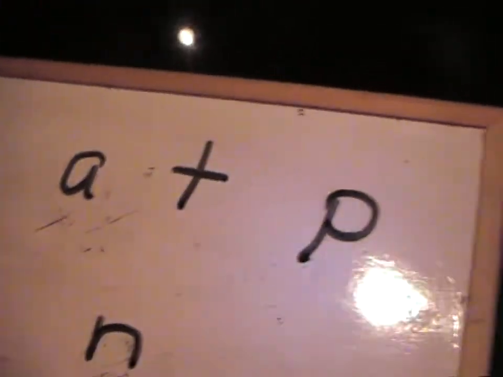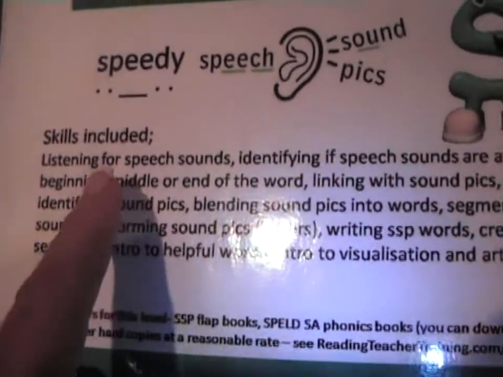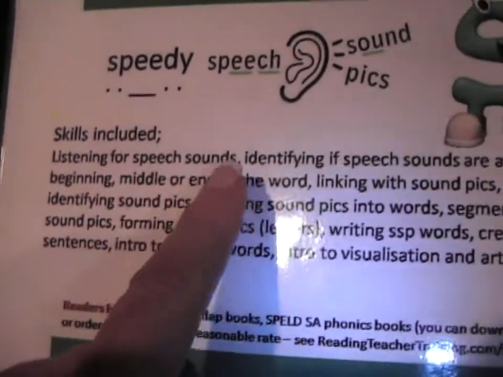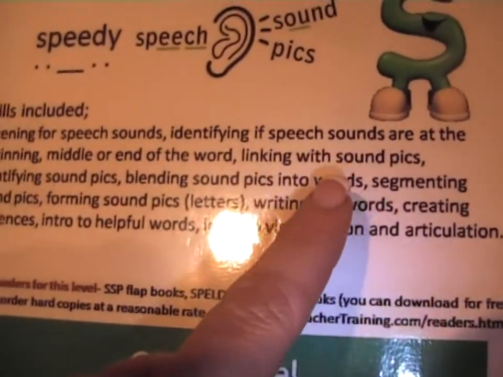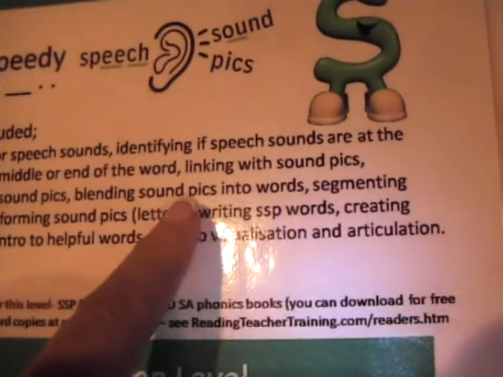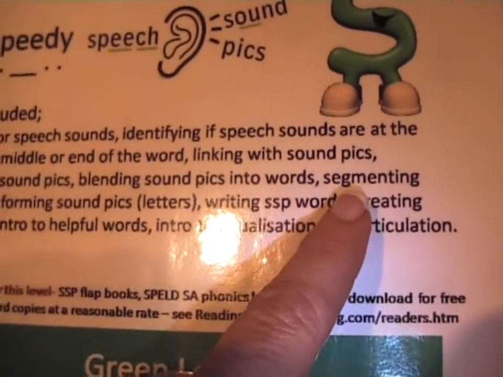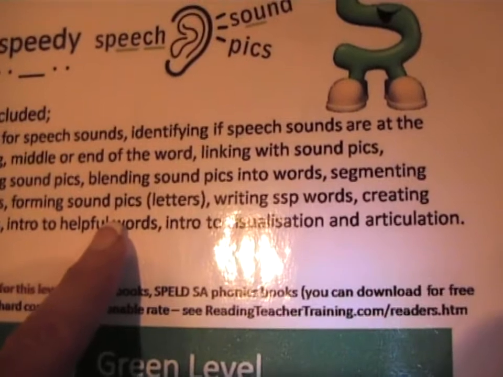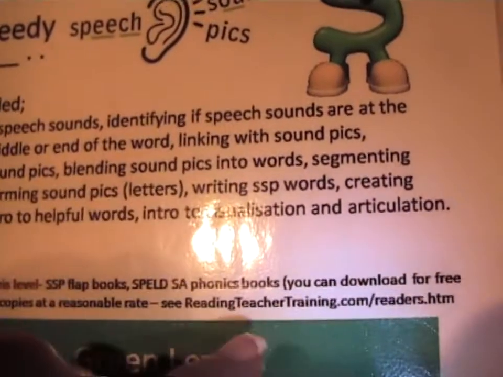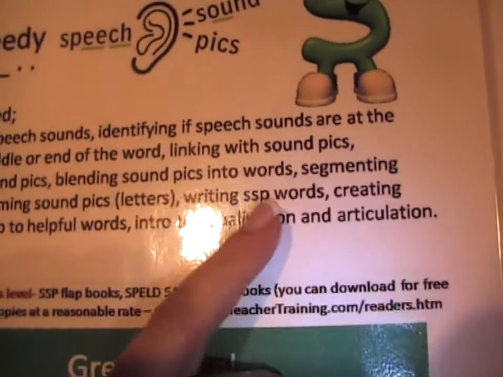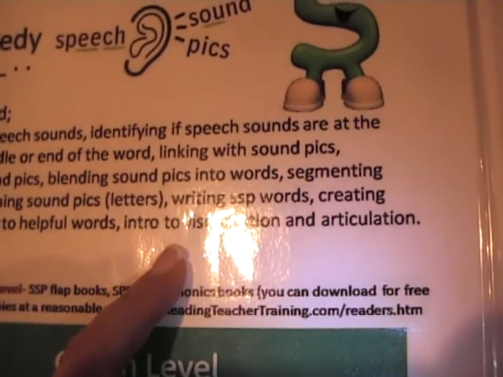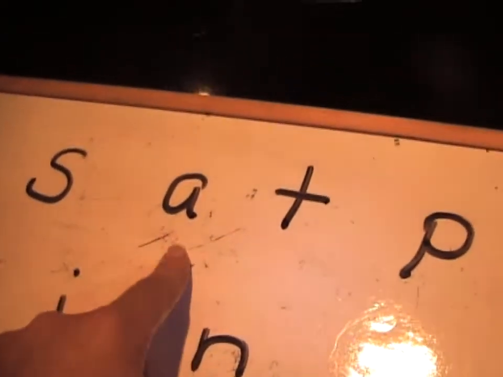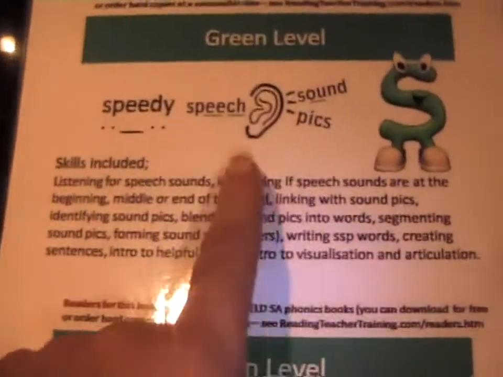But the reason that we use these is because this is what we want children to have. We want them to be able to listen to the speech sounds, identify if speech sounds are at the beginning, middle or end of the word. We want them to link them with sound pics, identify sound pics, blend the sound pics into words, that's orally and in print, segment sound pics, form sound pics, that's letter formation, to be able to write the SSP words, create sentences. We introduce them to the helpful words, and we introduce them to visualization and articulation. So they're just ways that we're going to introduce this. So we need children to have those skills.